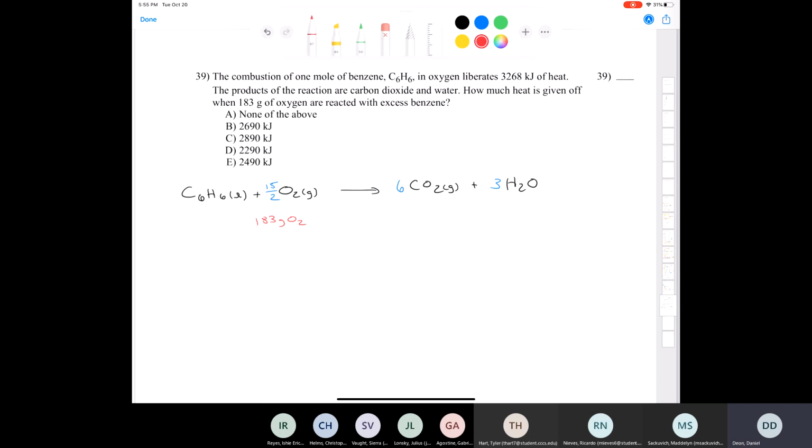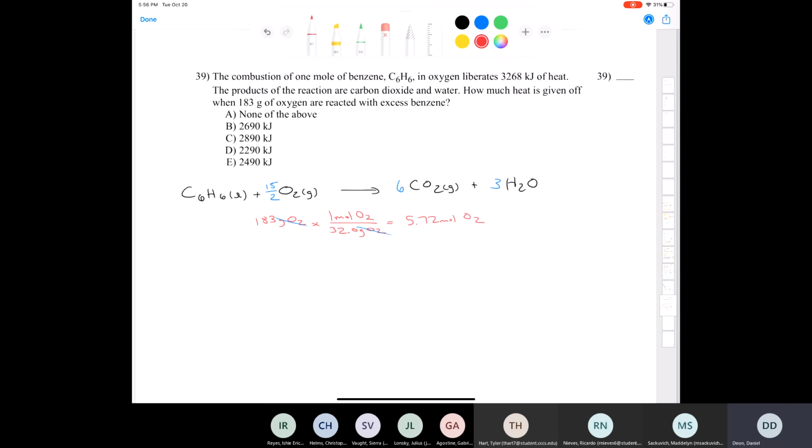Well, of course, I'm going to need to determine the number of moles of oxygen because my stoichiometric coefficients describe the number of moles. I know that for every 1 mole of benzene, I consume 15 divided by 2, or 7.5 moles of oxygen. So let's figure out the number of moles of oxygen. And I know that in 1 mole of oxygen, I have 32.0 grams of oxygen. And you can see that my units cancel beautifully. And I end up with the number of moles of oxygen as being 5.72 moles of O2.